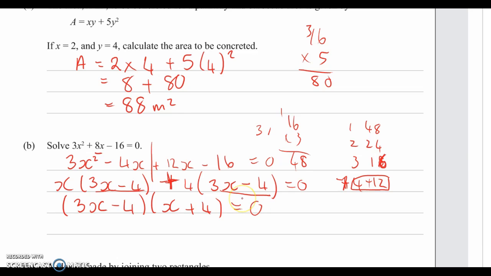The whole point of this was, remember, we're changing a plus or minus sum into a multiplication sum. I know that when two things are multiplied together and the answer is 0, one of them must be 0. So 3x minus 4 equals 0, or x plus 4 equals 0. So this is going to give me 3x equals 4, so x equals 4 over 3. And this one is just going to be x equals negative 4. So I have solved x is either 1 and a third, or 4 over 3, and negative 4.